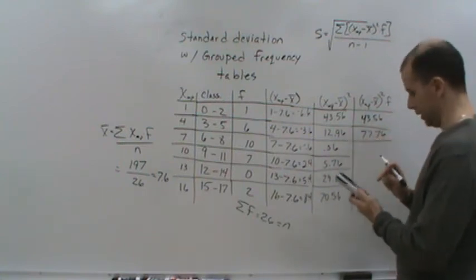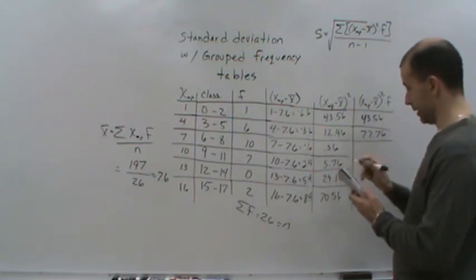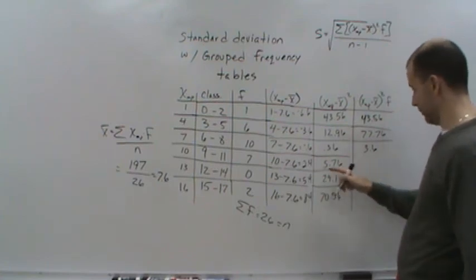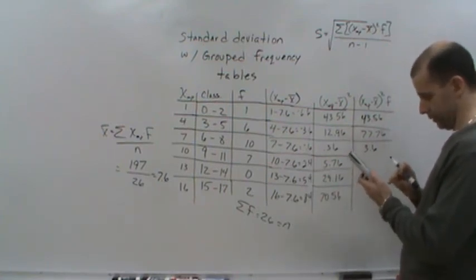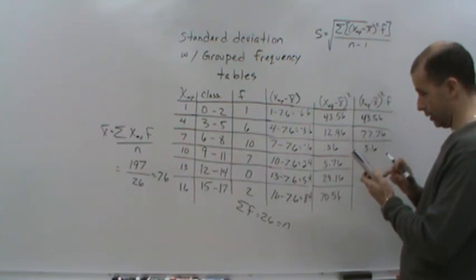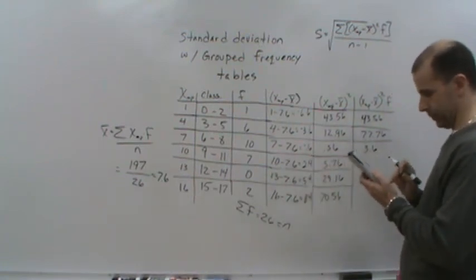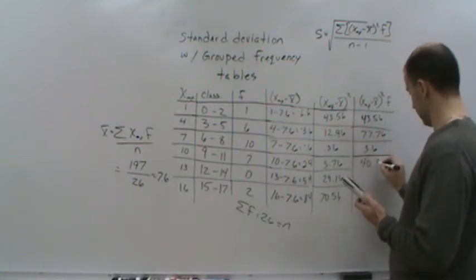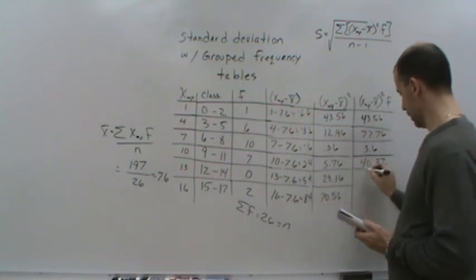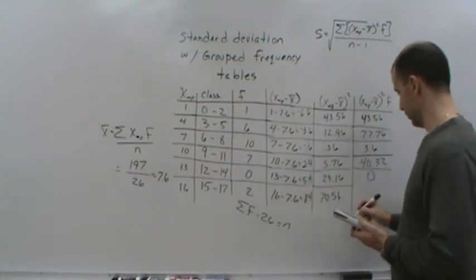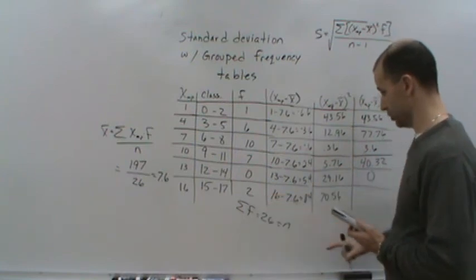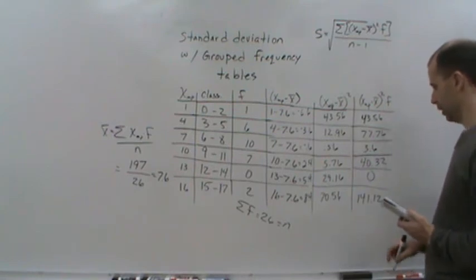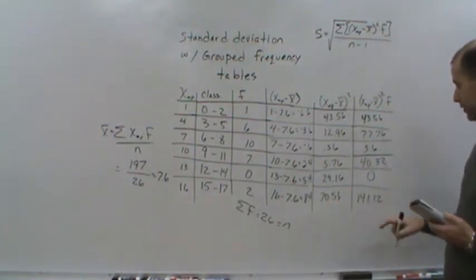77.76, and then 0.36 times 10 is just 3.6, and then 5.76 times 7 is 40.32. This is just 0 because this times 0 is 0. And then this times 2 is just going to be double that, so that's going to be 141.12. Okay, so now I'm going to sum this up.